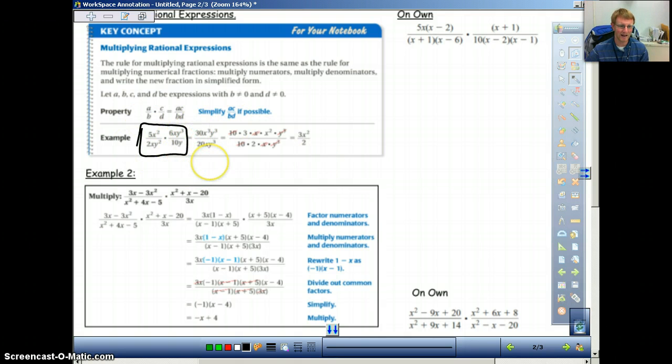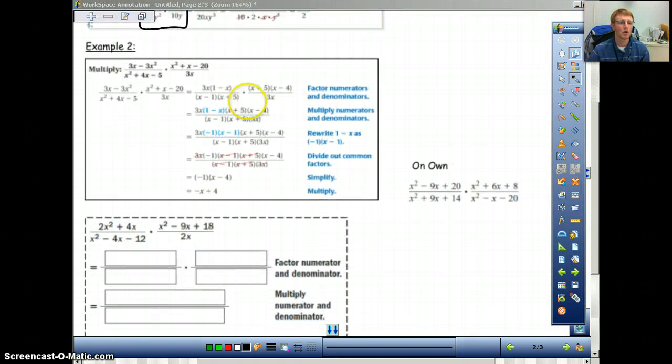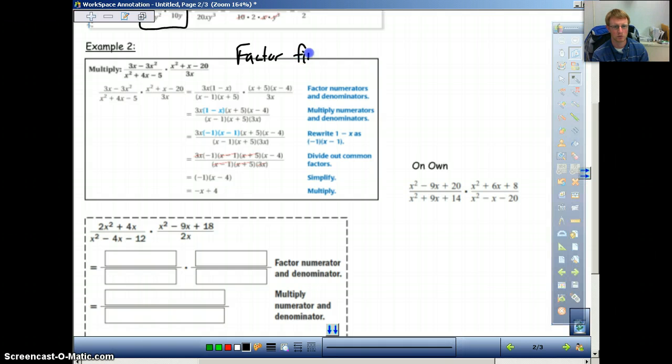The idea is exactly the same, but here's what we're going to do. So let's look at this example right here. We always factor everything first. In other words, factor this, factor this, factor this, and then factor this if they can be factored. And then we will multiply at the end. You notice the 3x minus 3x squared factors to 3x times 1 minus x. Or it could be a positive x minus 1. That's okay. Don't worry about that.